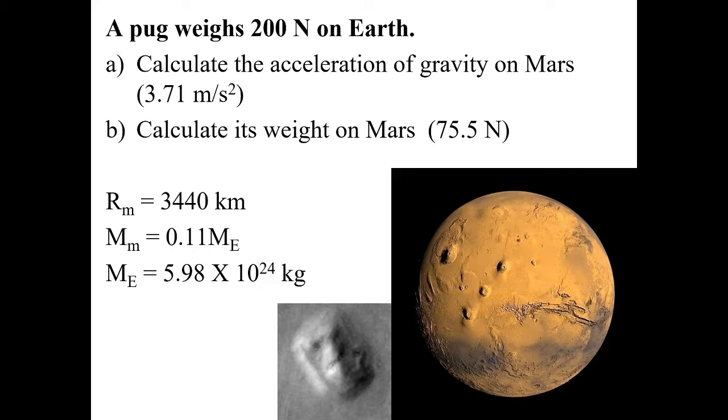Now, let's go to Mars. I just chose a pug dog because they're cute. It weighs 200 newtons on the Earth. Then we want the acceleration of gravity on Mars and the weight of the pug on Mars. And they give us some information here. They give us the radius of Mars. They give us the mass of Mars. They say it's 0.11 times the mass of the Earth. So that would be 0.11 times 5.98 times 10 to the 24th. And I have some space on the next slide to do that. So let's see what we can do.